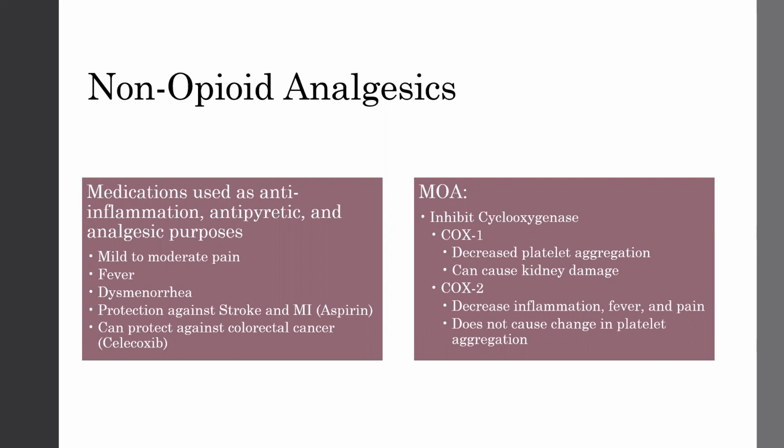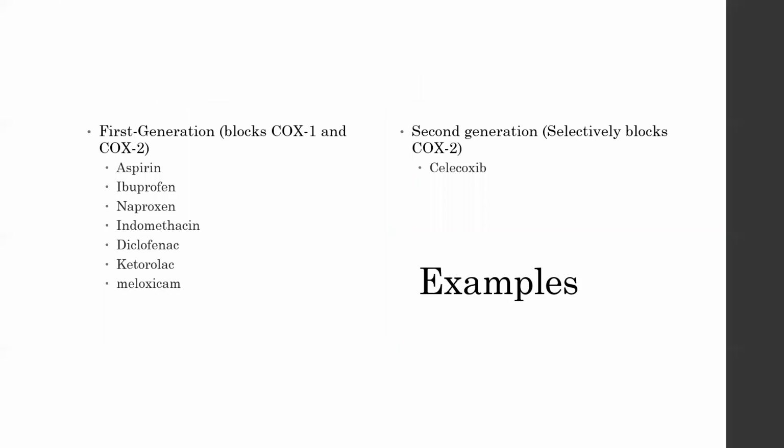The mechanism of action for non-opioid analgesics is to inhibit cyclooxygenase. This includes both COX-1 and COX-2 receptor sites. COX-1 decreases platelet aggregation and can cause kidney damage, whereas COX-2 decreases inflammation, fever, and pain and does not cause that change in platelet aggregation.